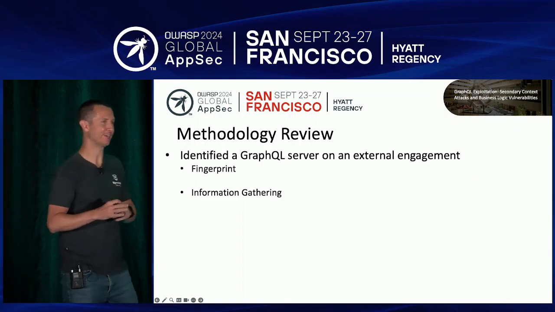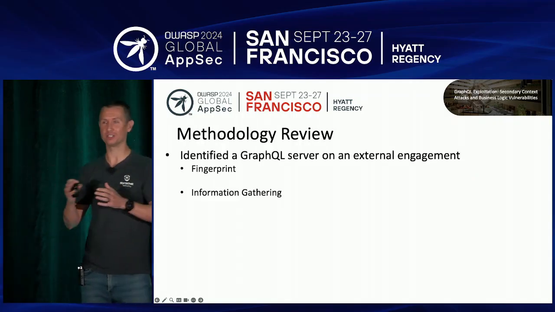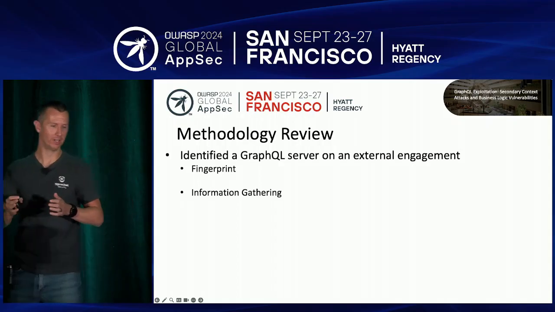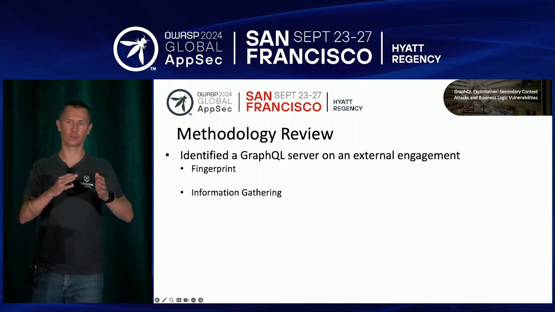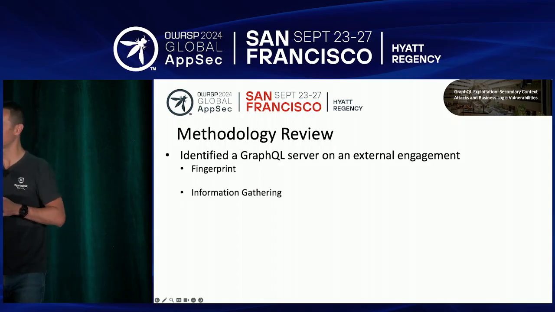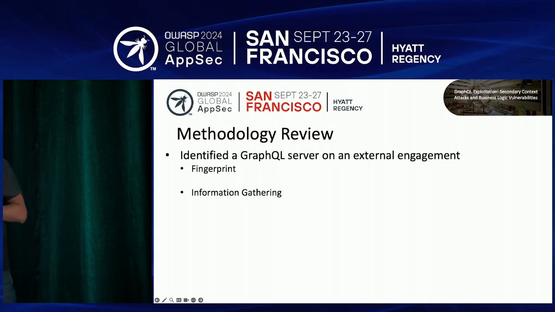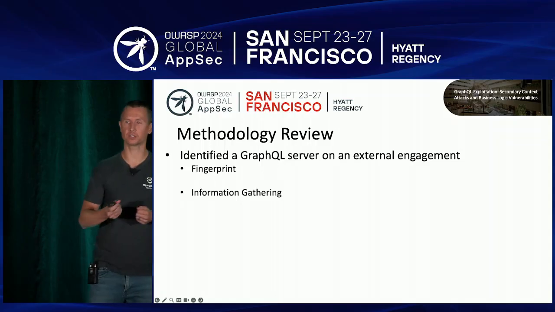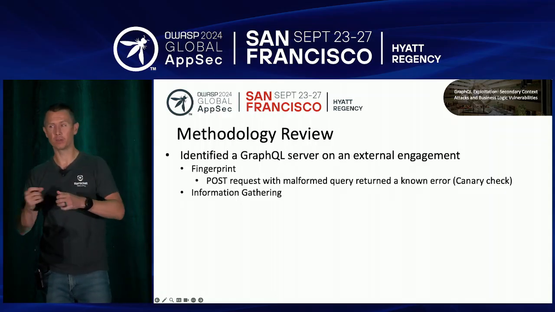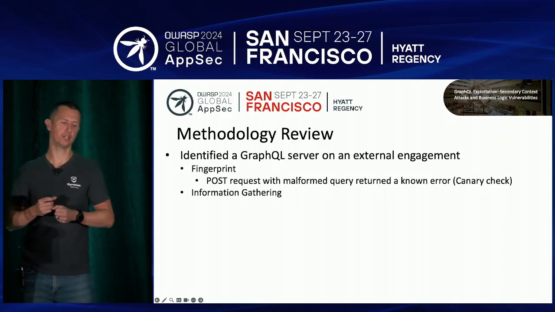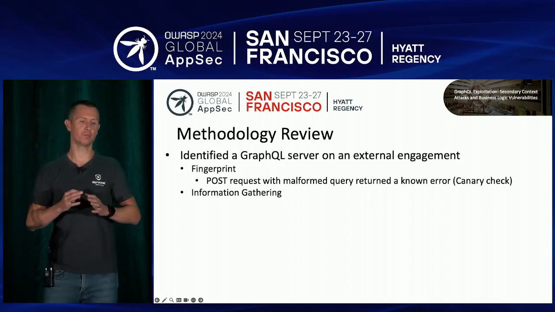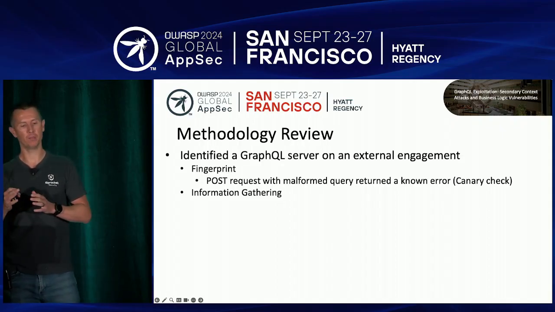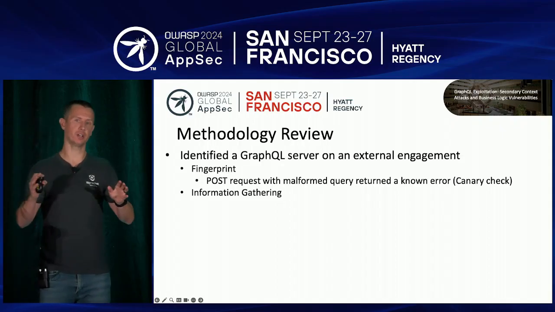I always appreciate, like in a talk, when somebody talks about the ways they failed. So I'll just give, like in that case, frame it in sort of like a methodology review of the things that didn't work along the way. So at first, I identified a GraphQL server on the external engagement. And one of the tools or techniques that I'll use is a POST request with a malformed query. And I'll spray that across like a large set of hosts.